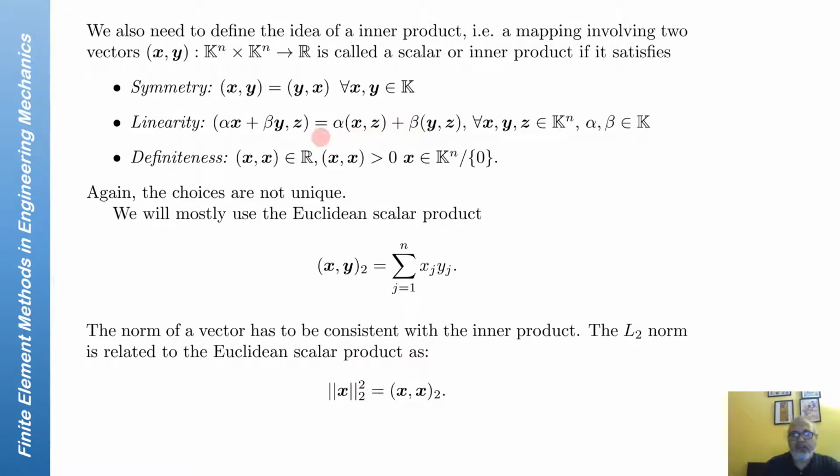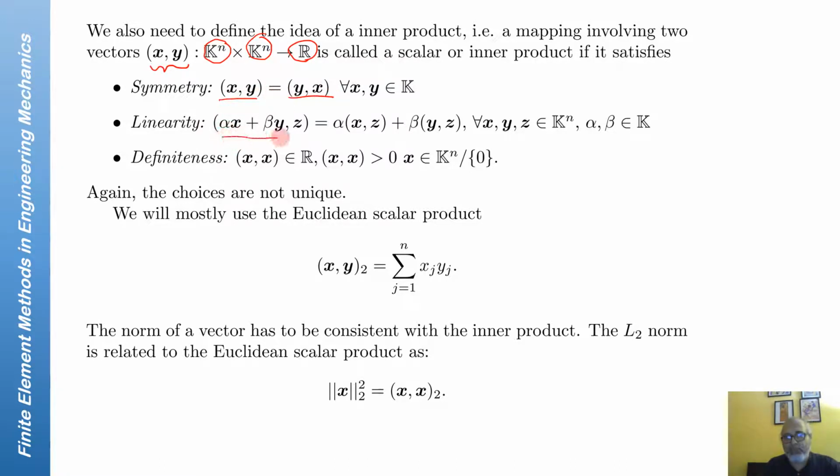So inner product of x y is a scalar product, where x is taken from the vector space, y is taken from the vector space, and the inner product gives me a scalar. And it also satisfies certain basic rules. One is symmetry. Inner product doesn't worry about the order. Another is linearity.